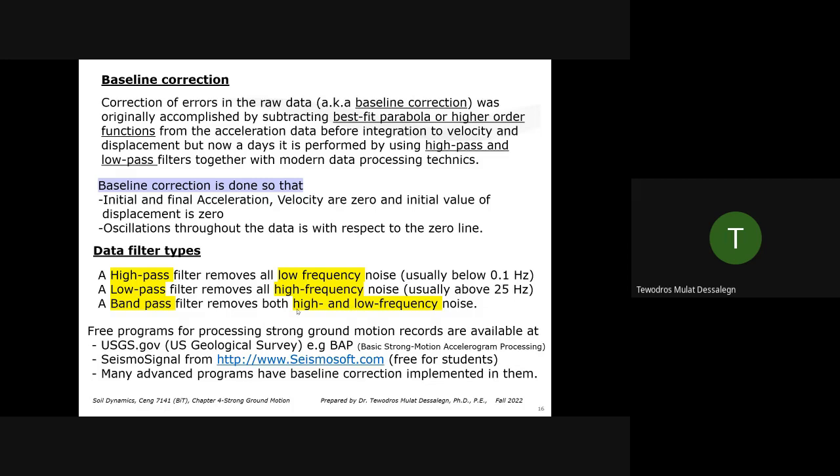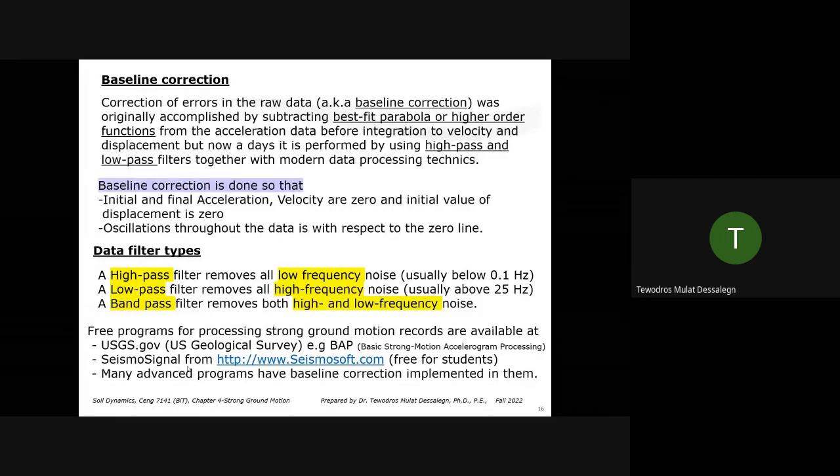There are different kinds of filters to do this, and this is not usually done by hand. There are free software packages available. My recommendation for you is SeismoSignal from Seismosoft. It's a European company, I think in the Netherlands or Sweden. I forgot where they are based. They provide a 1 month free software to process input motion. You can download this and use it to do your homework and your mini project. Others are a little bit complicated. You can also use MATLAB, but it may not be as friendly as the SeismoSignal software.